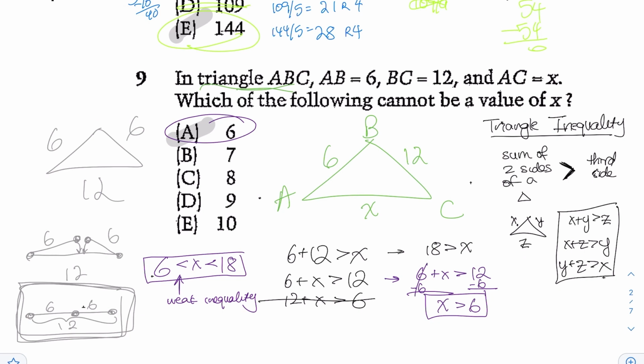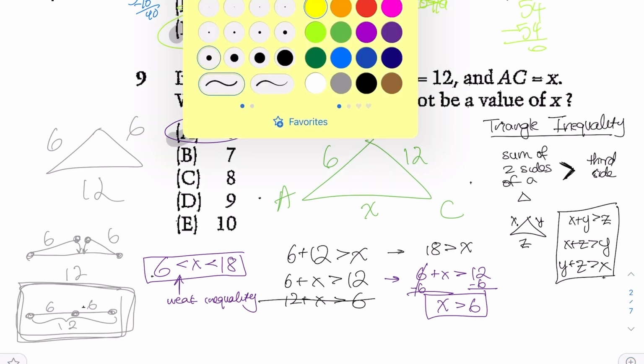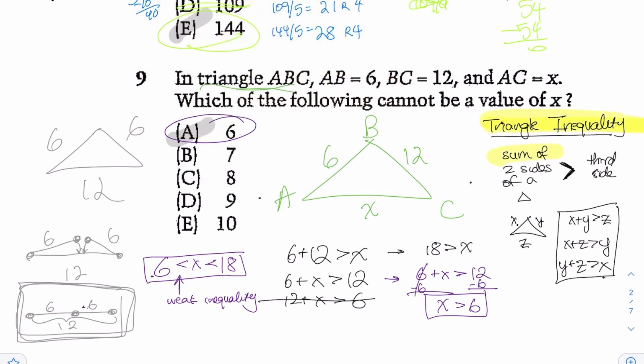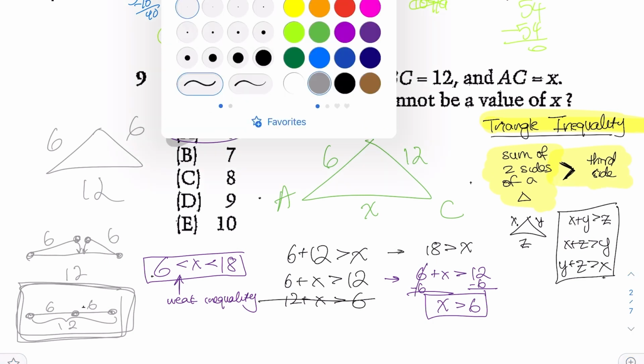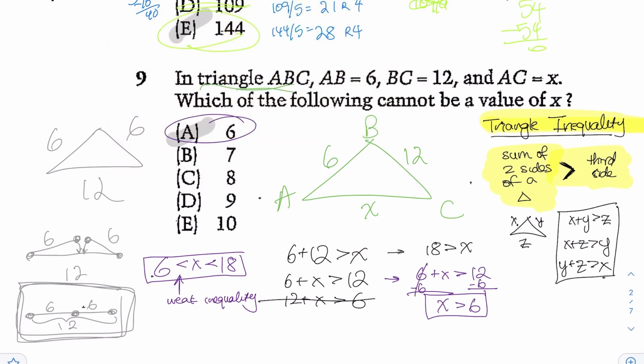Same thing would happen if you have 18. It'll just flatten into a straight line. So again, here the key was triangle inequality, which states that the sum of two sides has to be greater than the third side of a triangle. And this works for all triangles, not just right triangles or scalene triangles. It works with every single triangle.